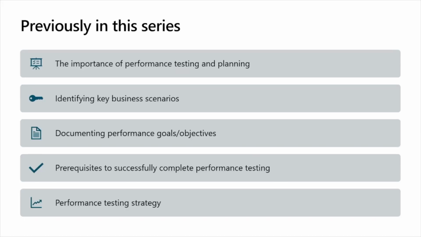Before getting into today's topics, let's quickly review what was covered in the previous tech talk on performance. We looked at why performance testing is important, as well as how planning for it is critical to a successful outcome. We also covered how to identify key business scenarios, as well as documenting performance goals and objectives for those specific scenarios. This led to a list of prerequisites that customers should prepare, as well as a list of topics that should be covered in a typical performance testing strategy document.